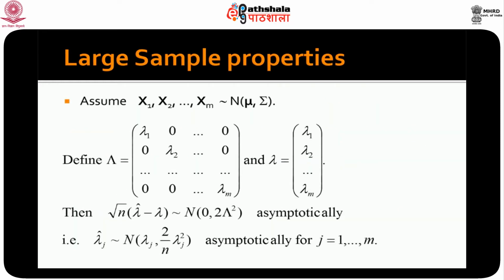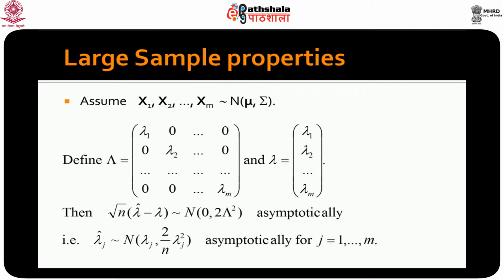Now let us see how these principal components that we have obtained from the samples, how these are related to the actual population values. And of course, what we will be discussing now would be basically large sample properties, because there are no such small sample results relating the two sets of principal components, one obtained from the sample and the other obtained from the population.